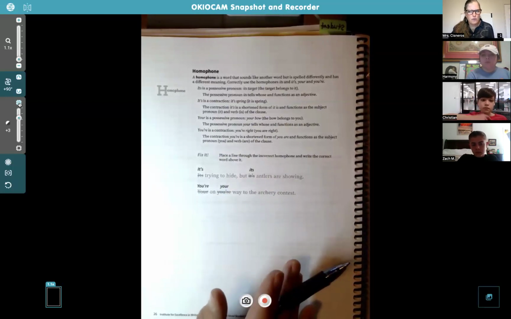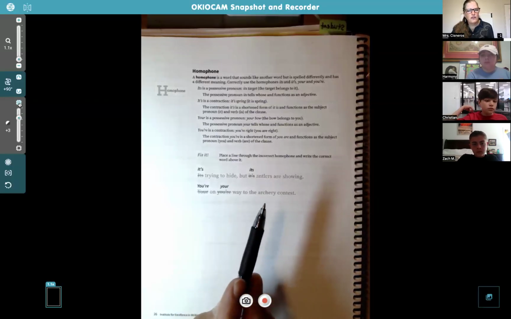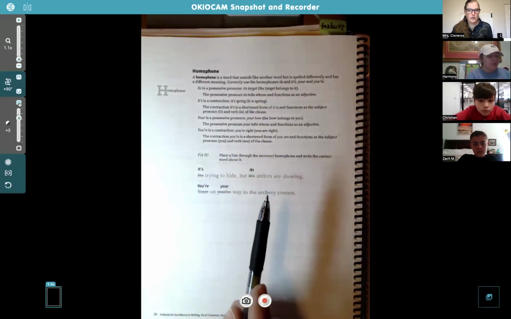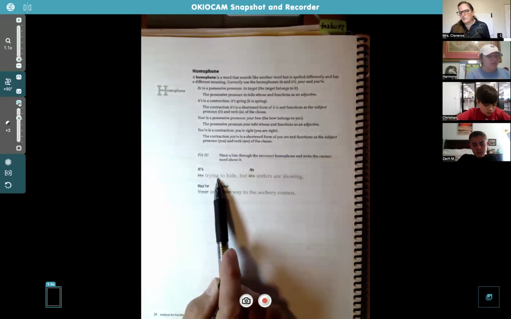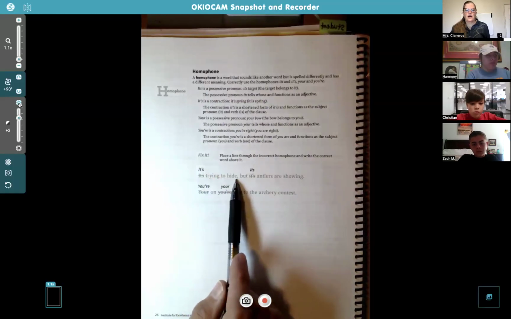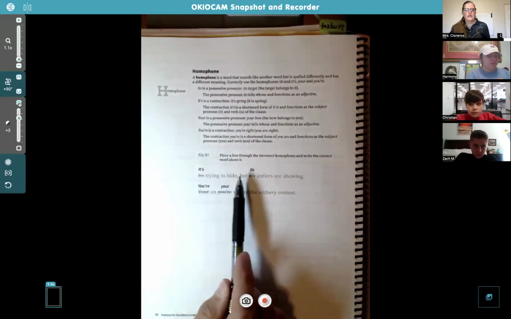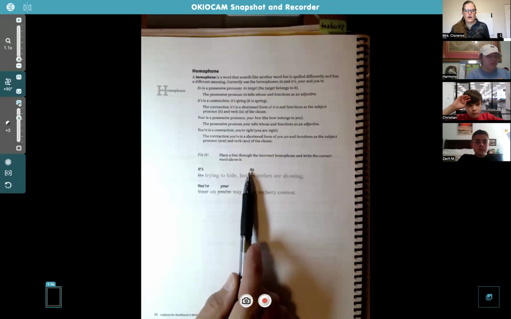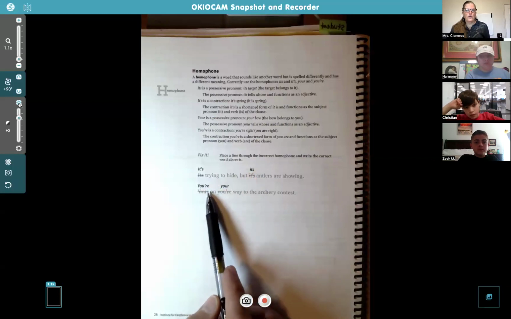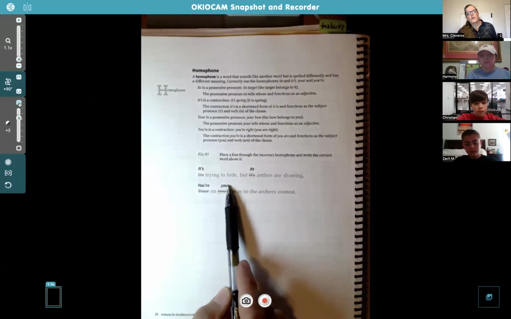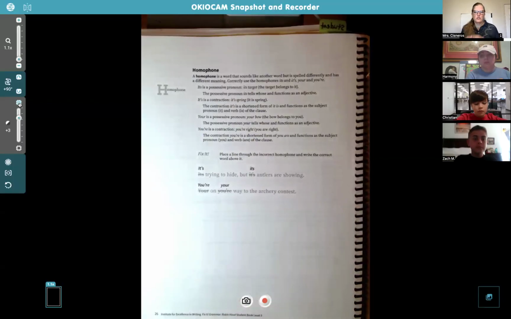They're going to try to trick you in this book. They're going to have all these mistakes on purpose here. And you have to figure out what it should be. You're going to draw a line through it and then write it correctly on top of it. So it says, it's trying to hide, but its antlers are showing. So the first one should be, it is trying to hide, right? So it should have an apostrophe. And then its antlers, the antlers belong to it. So no apostrophe there. And then you're on your way to the archery contest. You are on your way to the archery contest. So you just draw a line through it and put the correct one on top of it.